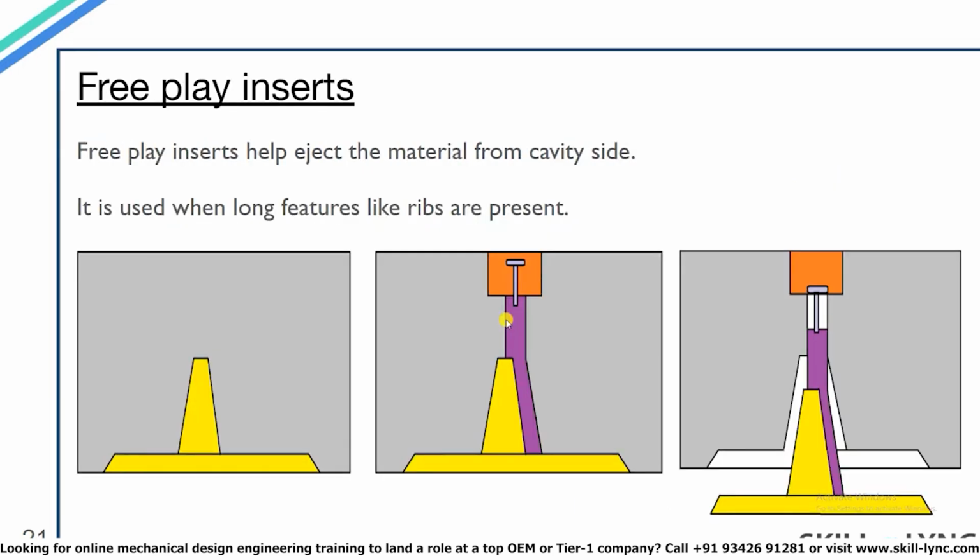In some cases, if the length of the rib is very long, then it gets difficult to eject the rib from the mold because the plastic sticks to the wall of the cavity. For such cases, we make use of free play inserts.